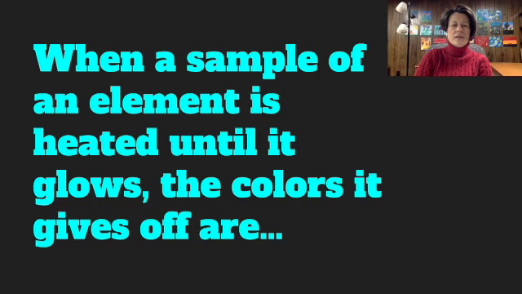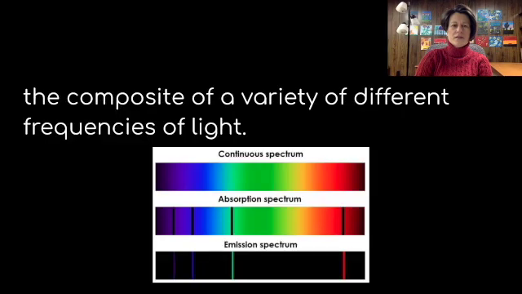When a sample of an element is heated until it glows, it gives off colors. This is what we do when we stick the sample into the Bunsen burner, and this is also what happens when we look at fireworks. The light is a composite of a variety of different frequencies. So we see one color, but what you really have is what is seen down here. You have a couple of different lines, but due to color addition and subtraction, you see one color.